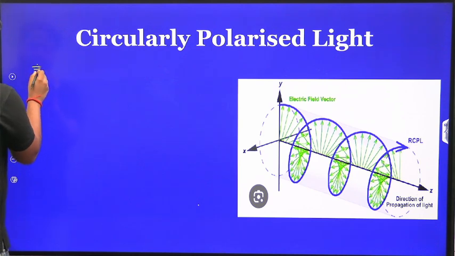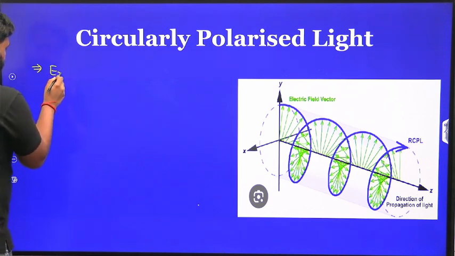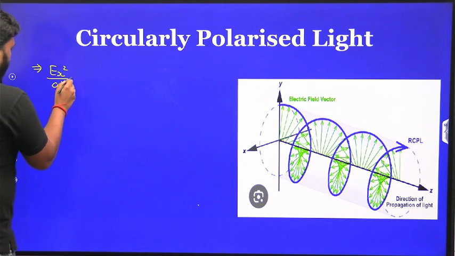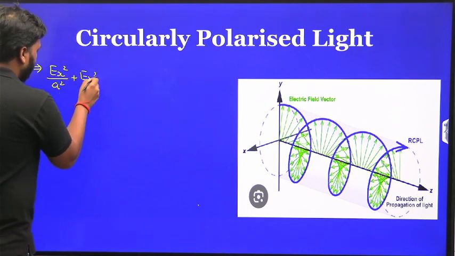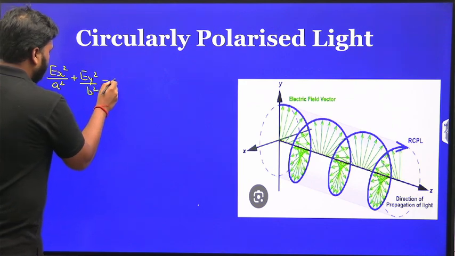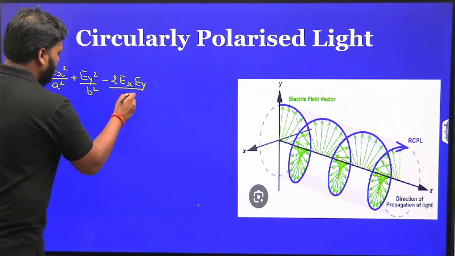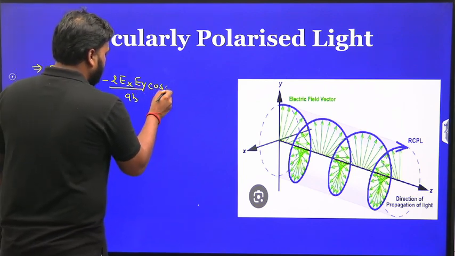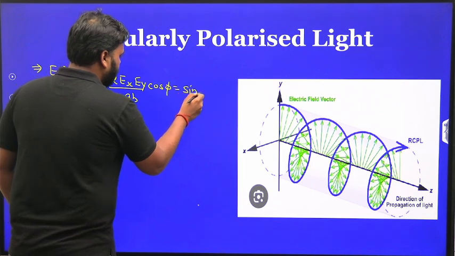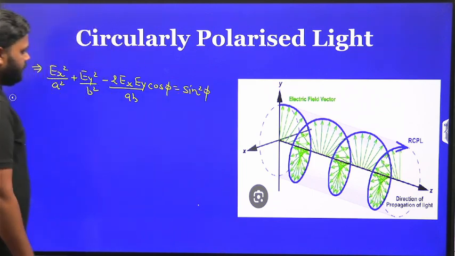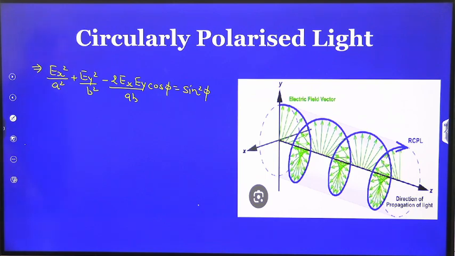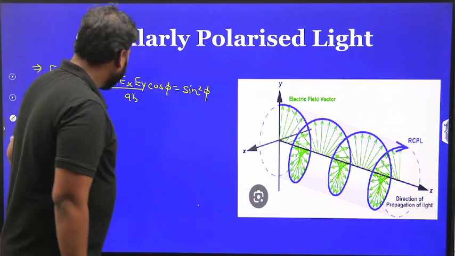In the last video, we derived a general equation, that is Ex square over A square plus Ey square over B square minus 2 Ex Ey over AB into cos phi, equals sine square phi. This is the equation we have found. I don't think there is any need to derive this equation again.